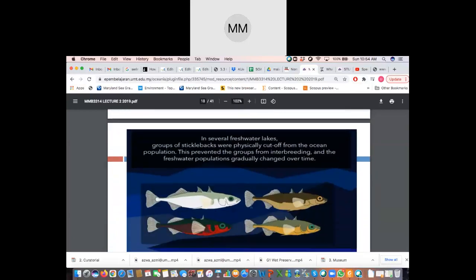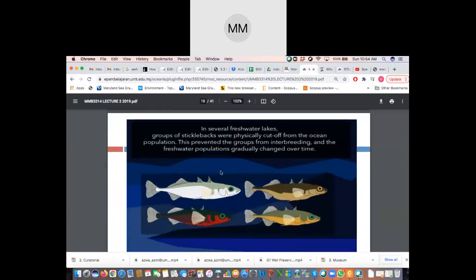Okay, so let's go for some examples. In several freshwater lakes, a group of sticklebacks were physically cut off from the ocean population.